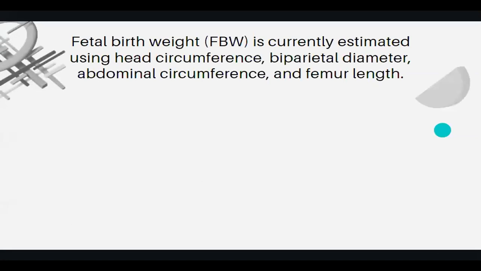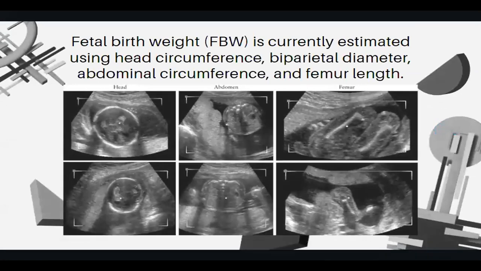Right now, fetal birth weight is estimated using the head circumference, the biparietal diameter, abdominal circumference, and femur length, which you can see in these pictures of an ultrasound showing all of those. Unfortunately, this estimate is often imprecise, with up to a 10% mean absolute percentage error, because these measurements require the fetus to be highly visible. And so that's why there's some error.